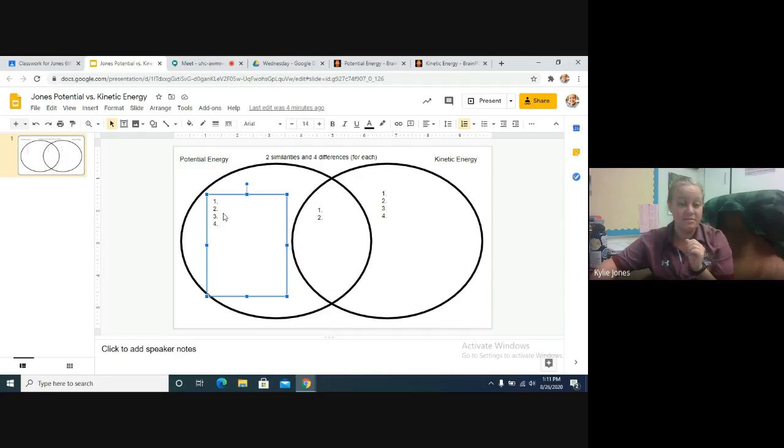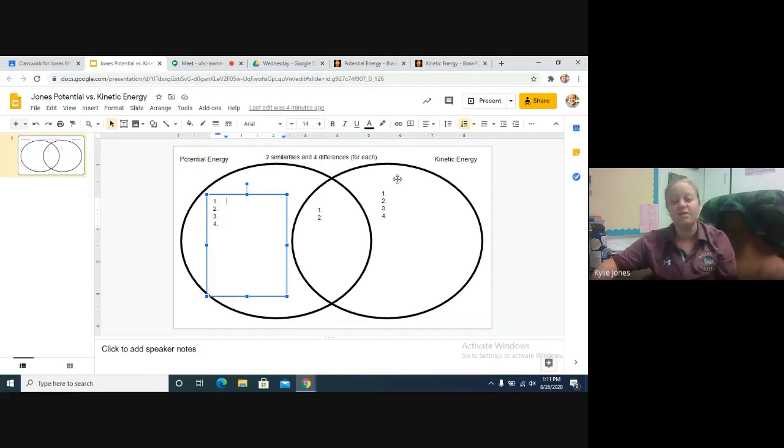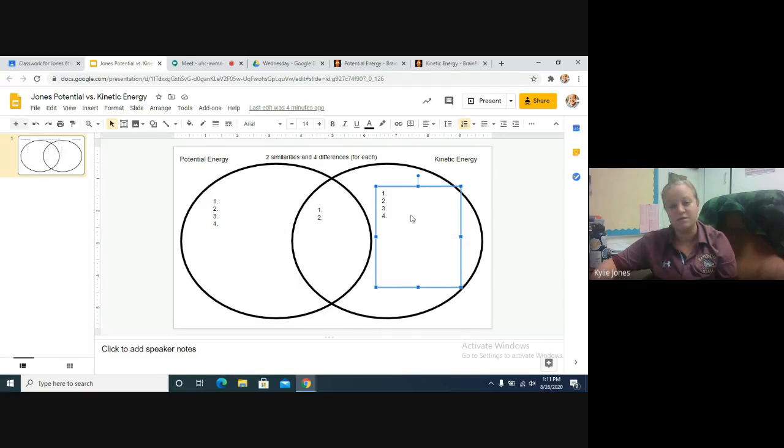On the left, where it just says potential energy, you need to have 4 things that are different than kinetic energy. So 4 differences for potential energy. And then on the right, you're going to do the same thing, 4 differences for kinetic energy. So altogether, you need to find 10 facts about these two types of energies, and there should be enough in your PowerPoints to do that. And then when you're done, you're going to hit turn in, which should be on the right side of your screen. But I am going to grade this out of 10 points. You need to make sure you have all 10.